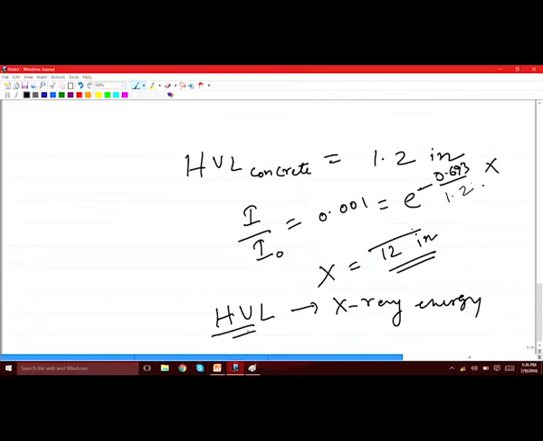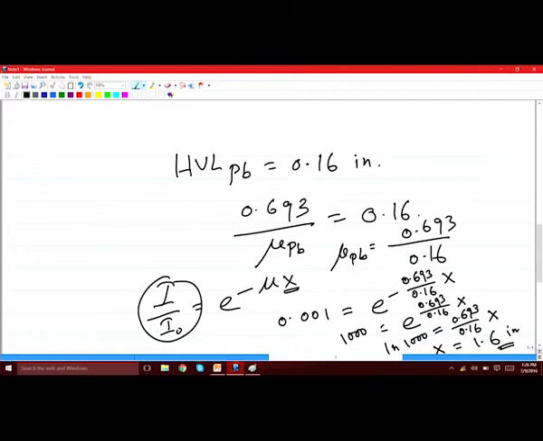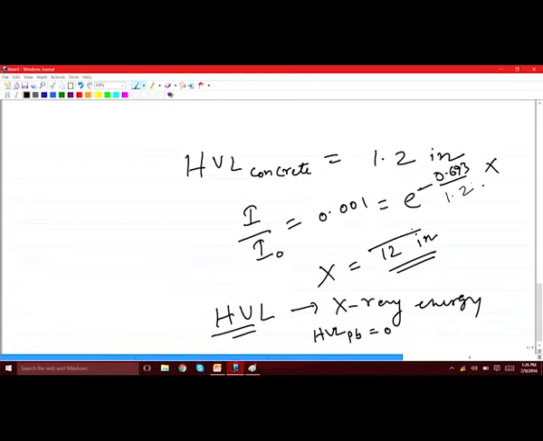So, for the value that we had derived previously, that is the HVL that we had for lead, that was 0.16. This is for this X-ray energy 300 kV, because this is calculated based upon mu at 300 kV.